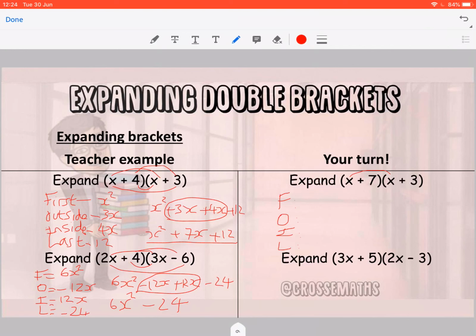First two, x times x is x squared. Outside edges, x times 3 is 3x. Inside edges, 7 times x is 7x. And last two, 7 times 3 is 21. Write those in one straight line.